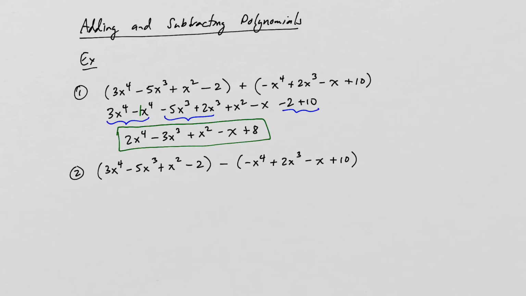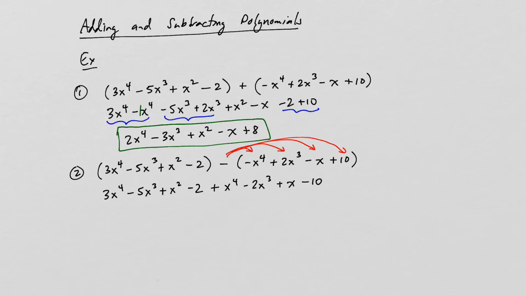Subtracting polynomials is essentially the same idea, except that when you subtract, you have to distribute the negative sign. And so subtracting here, we have the first polynomial, which remains unchanged. And then when you subtract negative x to the fourth, you get positive x to the fourth. When you subtract positive 2x cubed, you get negative 2x cubed. Subtracting negative x gives us positive x. And finally, subtracting positive 10 gives us negative 10.